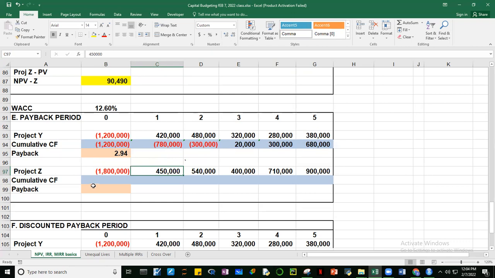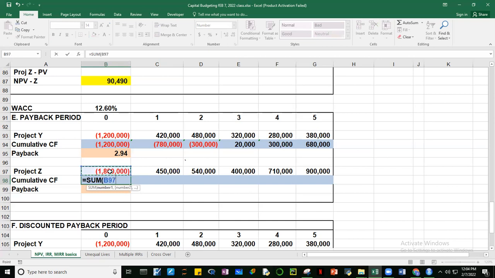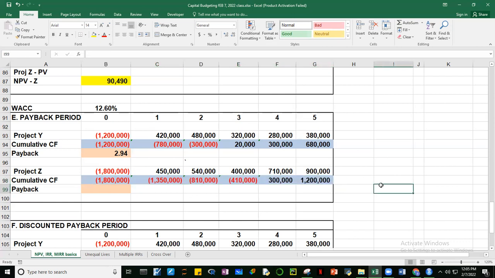Okay, and then we also go to a payback period for Project Z. Sum ulit natin, sum this amount, colon, and then i-fix natin, fix only the column B. Okay, control enter. There. Okay, so si Project Z guys, marirecover natin siya after year 3. Paano ko nalaman? Yun ang inflection point. Yun ang nag-change na from negative cumulative cash flow to positive.